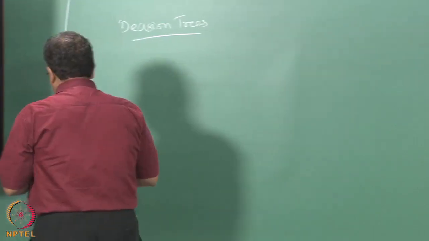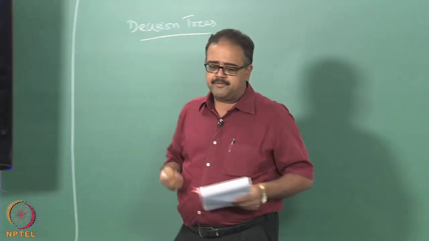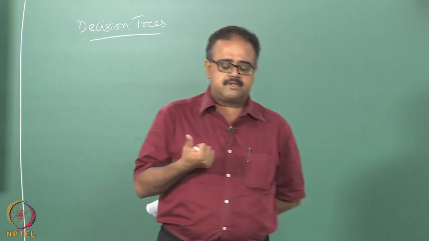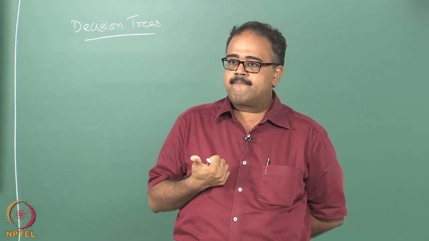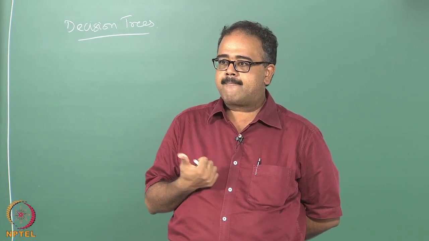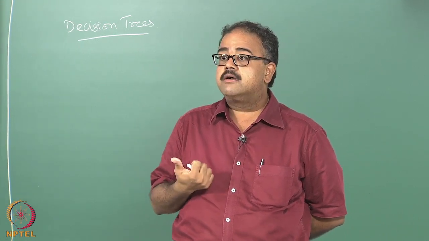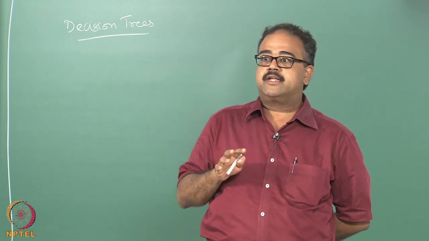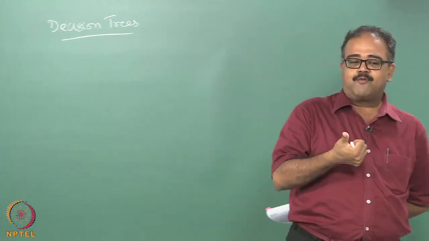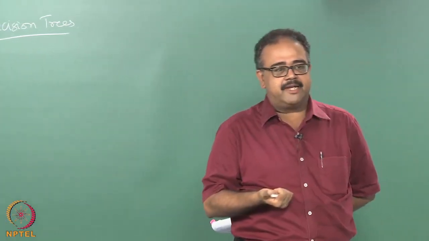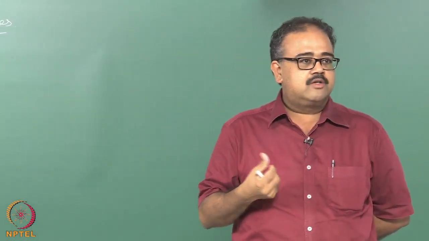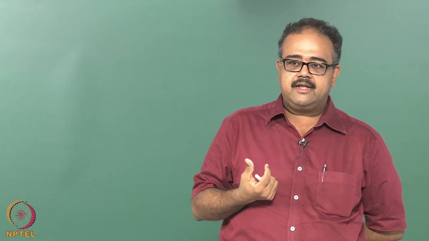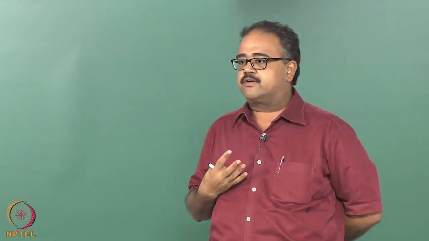So we already looked at a couple of issues with regard to decision trees. What are the things we looked at? Well, how will you pick a splitting attribute? What is the splitting value in the splitting attribute? How large should you grow a tree? And how do you prune it? These are the issues that we looked at.